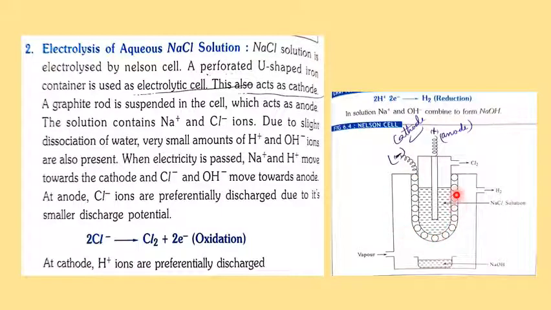This U-shaped cell also acts as the cathode. That means cathode has negative charge. Next, one platinum rod or graphite rod is dipped in the solution that acts as anode. Listen. In this electrolysis, we take a perforated U-shaped iron container that is used as electrolytic cell, that also acts as cathode, that is negative charge. Next, the graphite rod dipped in the solution acts as anode, that is positive charge. The solution contains Na plus and Cl minus ions.